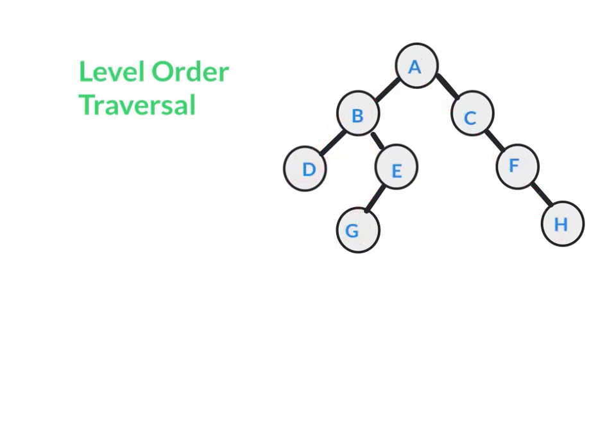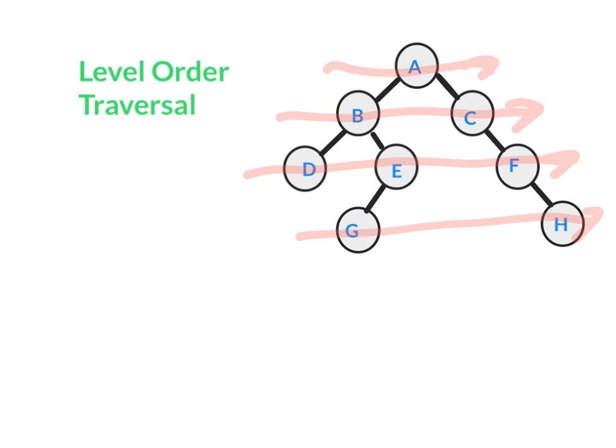And the final traversal that we want to talk about is level order. Now with level order, we essentially just start at the top and go from left to right. So A, B, C, D, E, F, G, H.